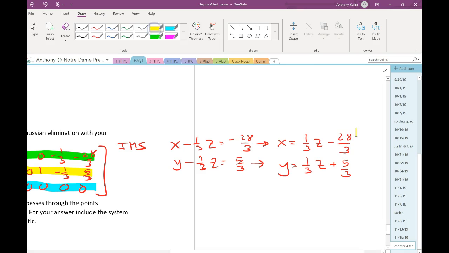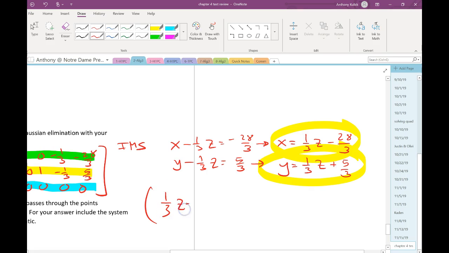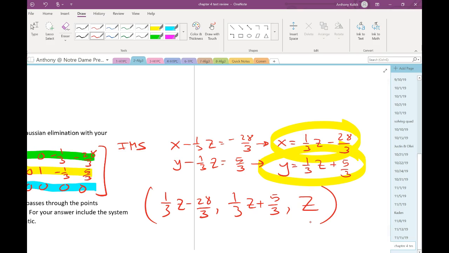So now I have equations for x and y that are in terms of z. So I can write my general form. My x is going to be 1/3 z minus 28/3. My y is going to be 1/3 z plus 5/3. And then because I've written x and y in terms of z, z is like my independent variable, and that's what I'll choose to find the other two answers. Is that okay? Chloe, are you happy with that?